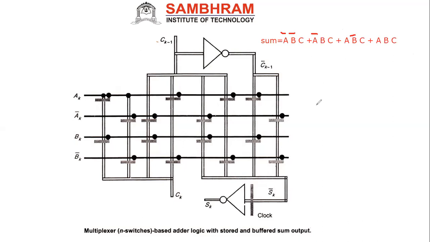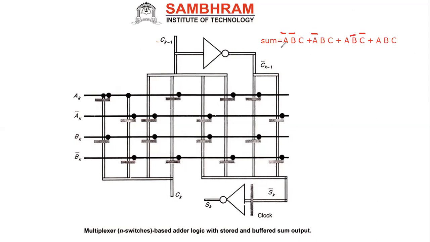Totally, how many 1s will be there in the sum expression? First is 0, 0, 1: I get sum. Next, 0, 1, 0: I also get sum 1. Next, 1, 0, 0: correct, I get sum equal to 1 for that also. Next, 1, 1, 1: for this also I get sum. So now this is the expression. You can see this.